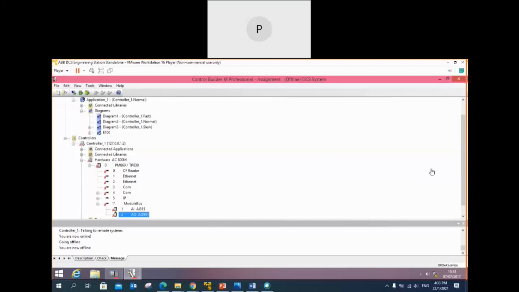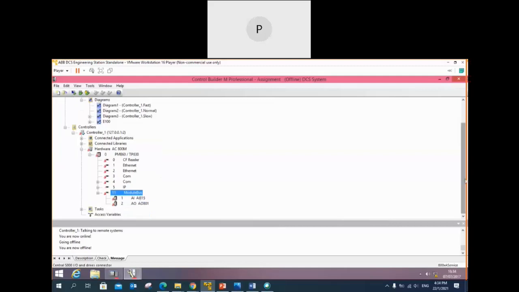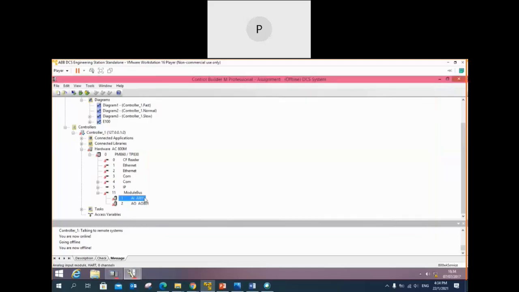Okay, good evening. So this is our project control builder and diagram design. Now we are going to show you the module bus. There are two modules that we're going to use: one is an AI815 and an AO801. We are using these because we have 8 inputs. So these are the 8 inputs for the AI, and this is the input for the AO. Now we go to the diagram.